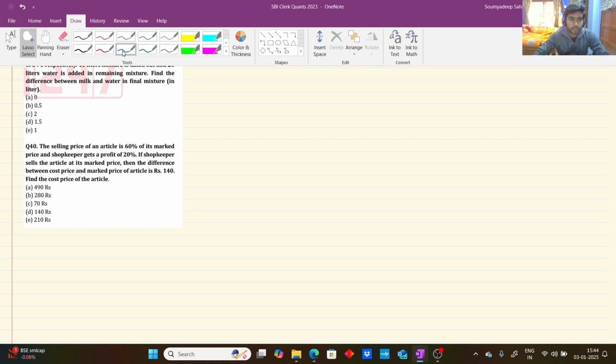48 liters mixture contains milk and water in the ratio 3 is to 1 respectively. 10 liters mixture is taken out and 20-liter water is added in the remaining mixture. Find the difference between milk and water in the final mixture. For this type of question, we will construct a table.